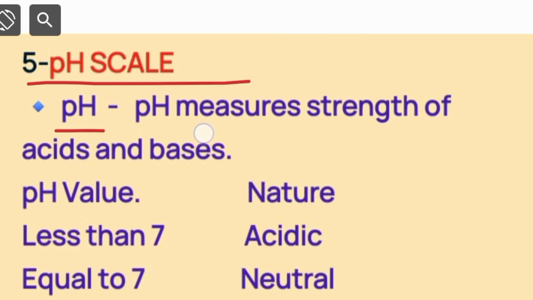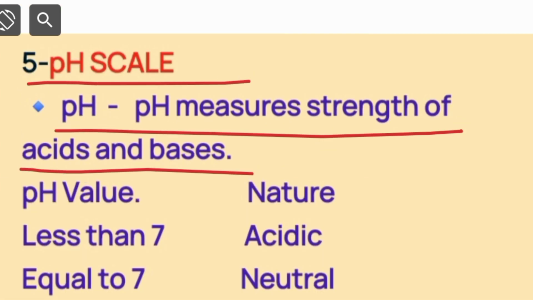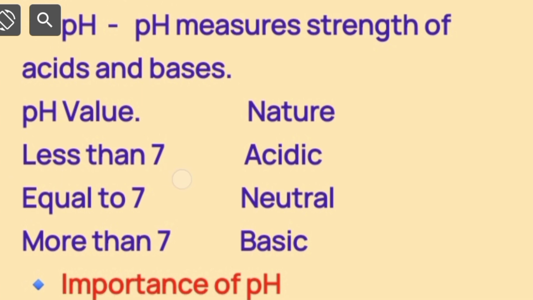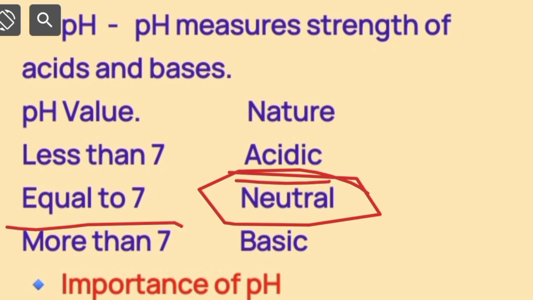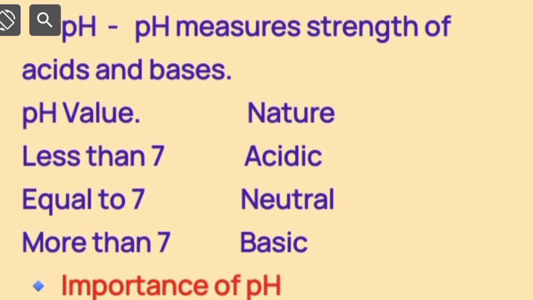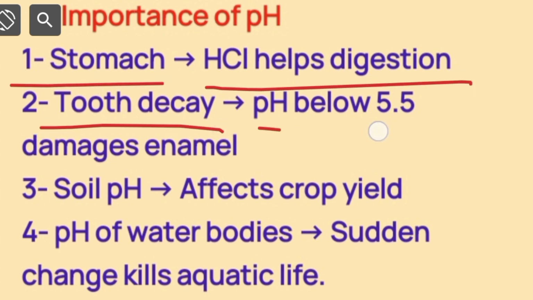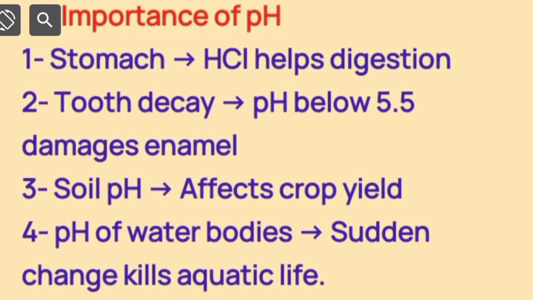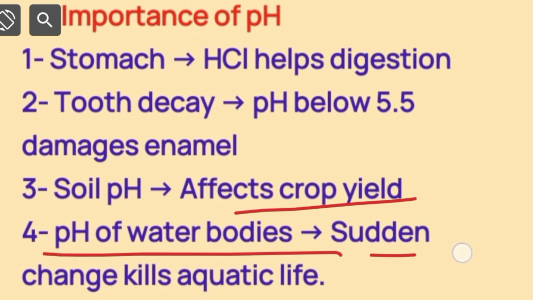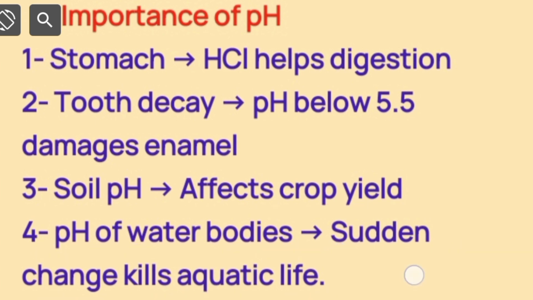Next topic is pH scale. pH measures strength of acid and base. If pH value is less than 7, then it is acidic. If pH is equal to 7, then it is neutral. If pH is more than 7, then it will be basic. What is the importance of pH? Number 1 is stomach. HCl helps digestion. Next is tooth decay. pH below 5.5 damages enamel. Next is soil pH. It affects crop yield. Next is pH of water bodies. Sudden change kills aquatic life.